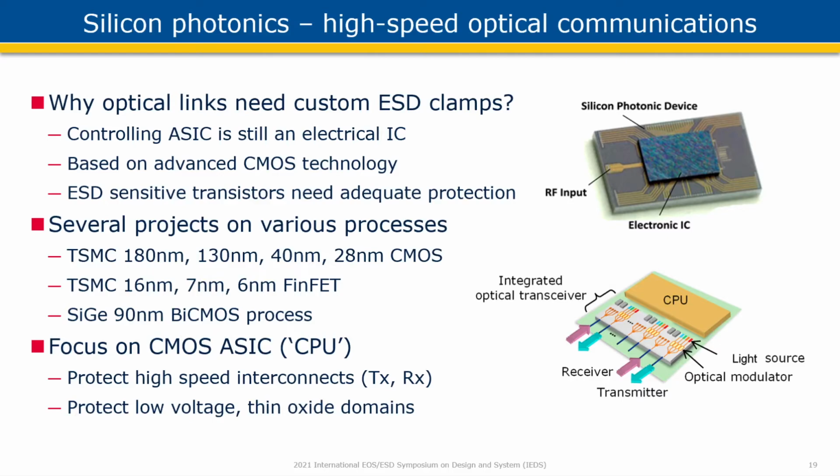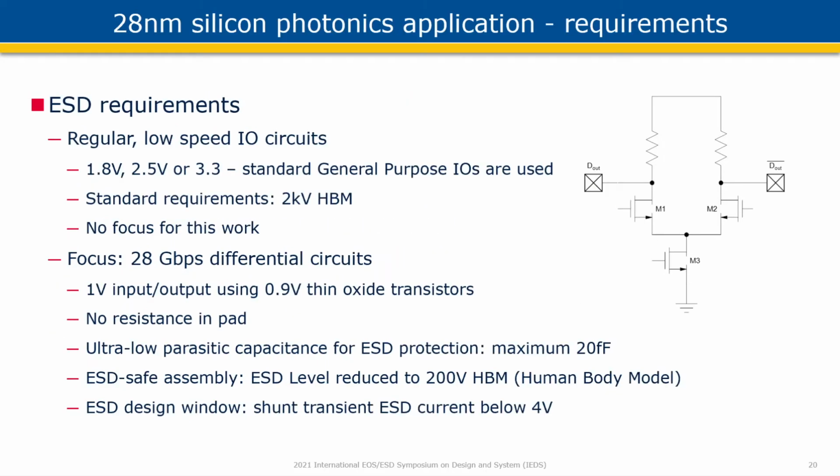Our focus is on the protection of the CMOS ASIC. The main aim here is to protect high-speed interconnects. So these are the transmitters and receivers, as well as the low voltage thin oxide domains. We supported several silicon photonics projects on 28 nanometers. Here, we do not focus on regular low-speed IOs.